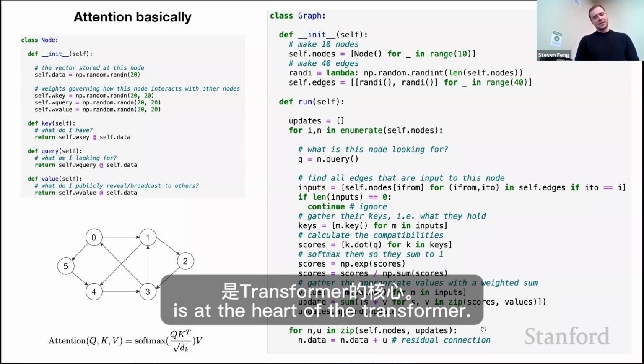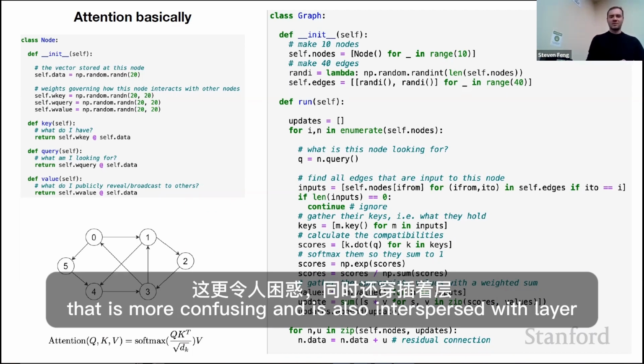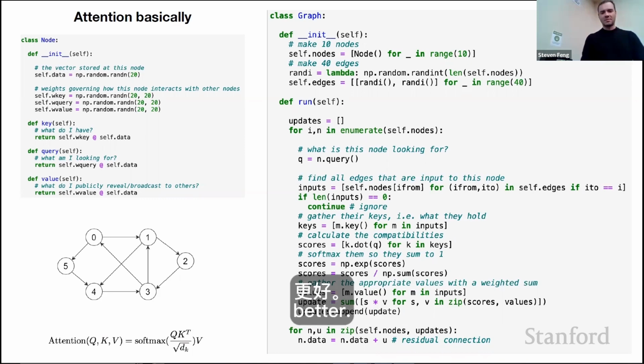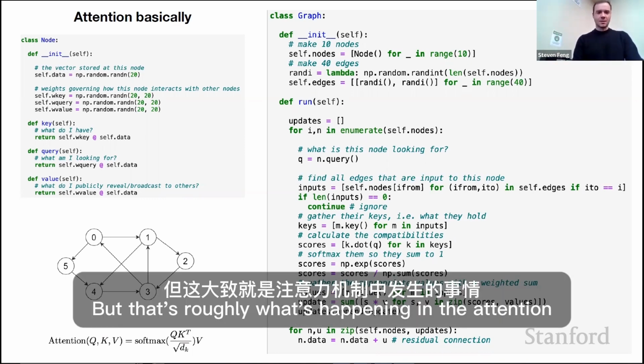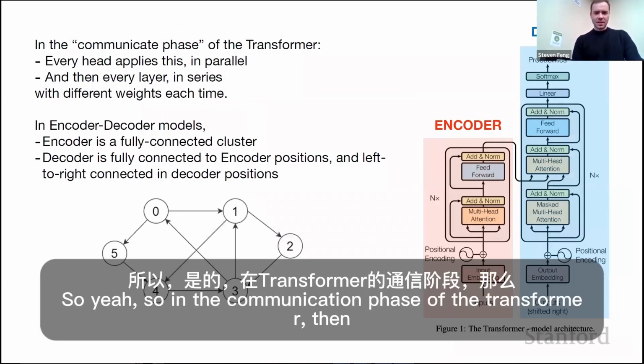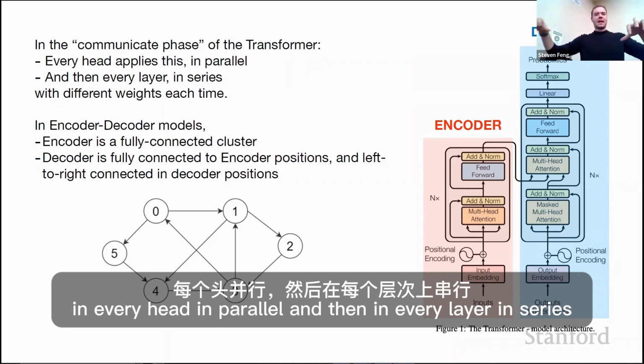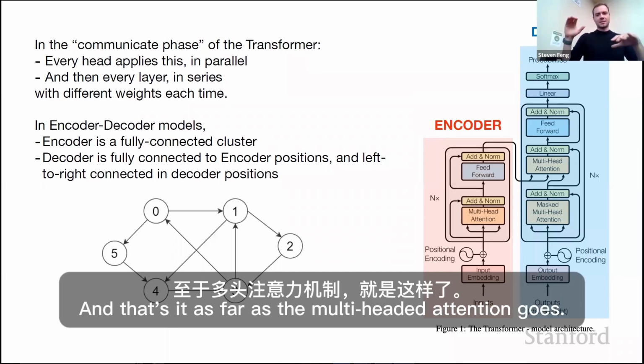And so this kind of message passing scheme is at the heart of the transformer. It happens in a more vectorized, batched way that is more confusing, and is also interspersed with layer norms and things like that to make the training behave better. But that's roughly what's happening in the attention mechanism, on a high level. So in the communication phase of the transformer, this message passing scheme happens in every head in parallel, and then in every layer in series, with different weights each time. And that's it as far as multi-headed attention goes.